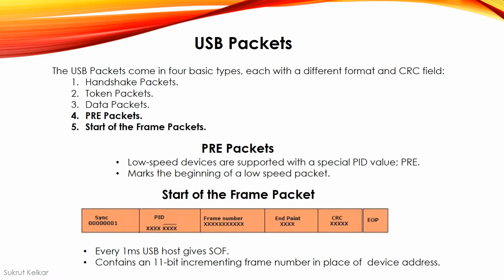Pre-packets. Low-speed devices are supported with a special PID value, pre. This marks the beginning of a low-speed packet and is used by hubs which normally do not send full-speed packets to low-speed devices. Start of frame packets. Every 1 millisecond, the USB host transmits a special start of frame token. This is used to synchronize isochronous data flows. Start of frame packets contain an 11-bit incrementing frame number in place of device address.